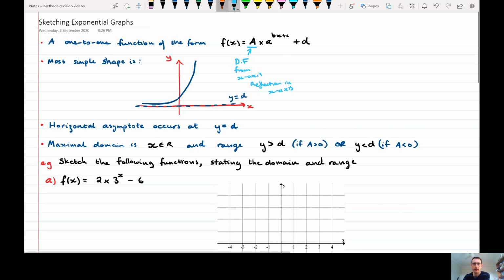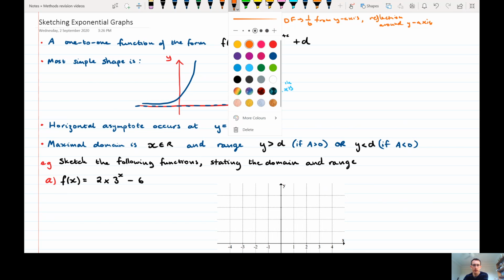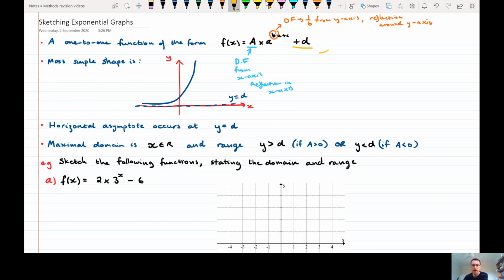This b here is a dilation factor of 1 over b from the y-axis. And if negative, it's a reflection in the y-axis. The value of d here is your vertical translation. It's also your horizontal asymptote that appears, and we can see that in our graph down here.